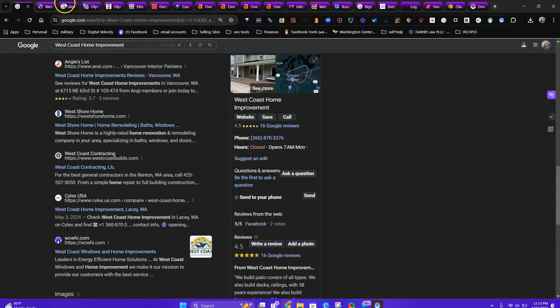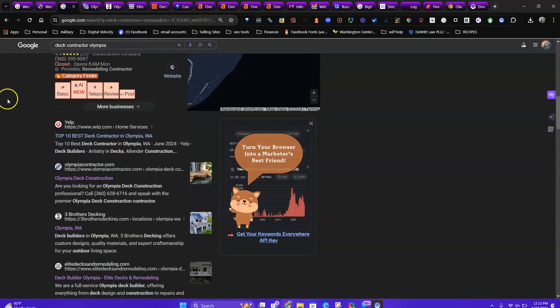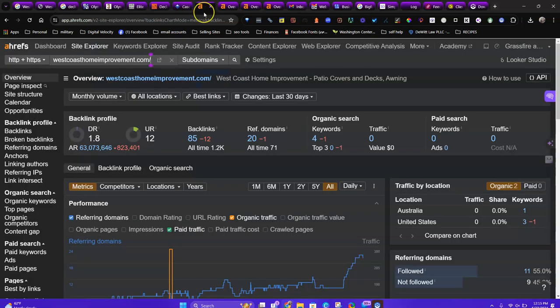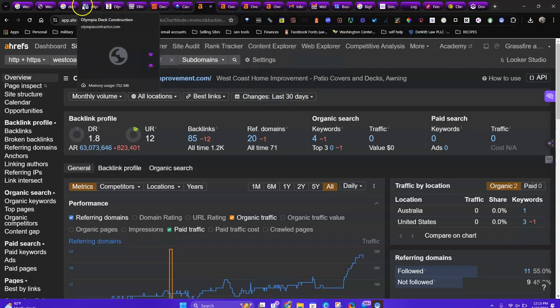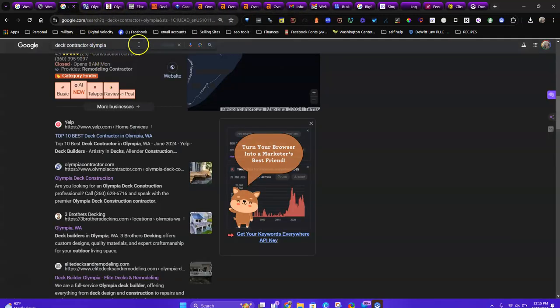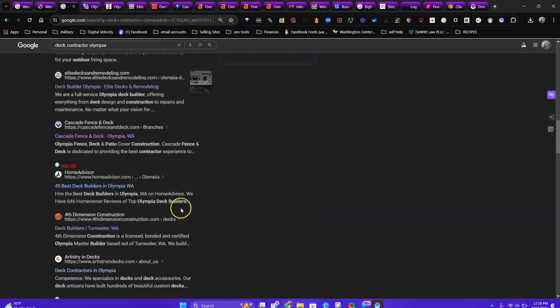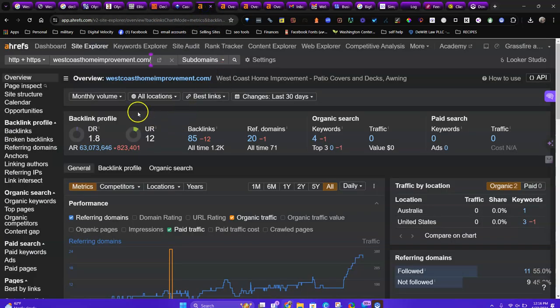Below the Google Business Listing is what's called the organic section, and this is where your website comes into play. I plugged your website into a tool that I use called Ahrefs, and I also plugged in 3 of your competitors. I just looked up Deck Contractor, Olympia, and pulled the top 3 from the organic section. Looking at your website, you can see here the UR and the DR score, which is basically the trust that Google has in you, that you are who you say you are and you do what you say you do, and the power that's being driven to your website.